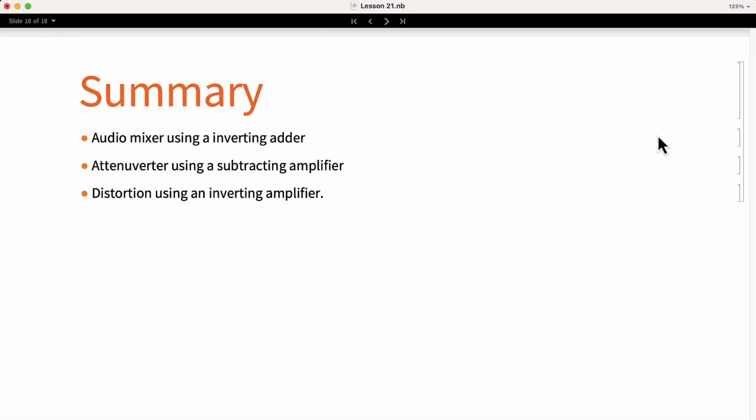To summarize this lesson, we explored 3 circuits that have a practical application in audio processing. The first one was a 3-channel mixer which was built using an inverting adder circuit. The second circuit is an attenuverter, which is a module that is very useful in modular synthesis. This circuit is built based on the subtracting amplifier we studied. Last, we learn how one of the classic distortion pedals work. We learn a little bit about diodes, and we learn how to control the distortion level using an inverting amplifier of variable gain.